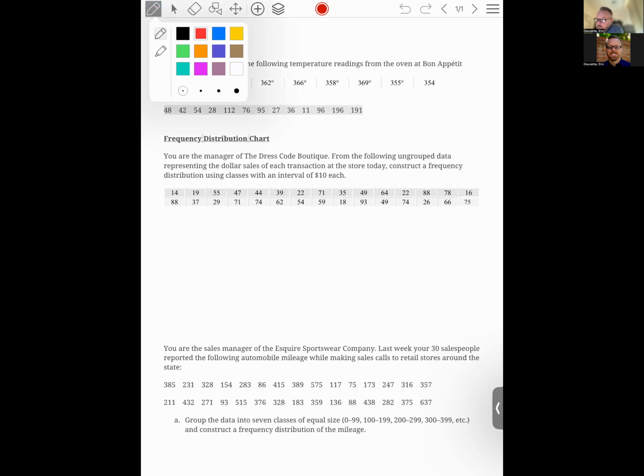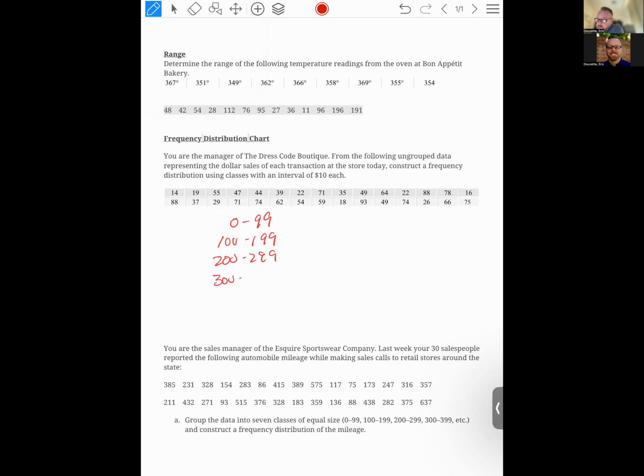So we said 0 to 99, 100 to 199, 200 to 299, 300 to 399. I think that's it, right? Oh, so we have 4. Our tallest number is 500, 600, so we're going to have to do all of them: 400 to 499, 500 to 599, 600 to 699. Was there anything above 700? 600? Nope. All right. So all we need to do then is add these in there.